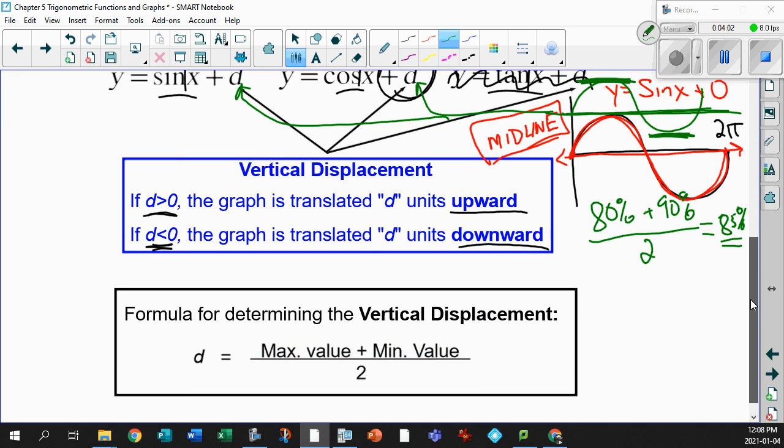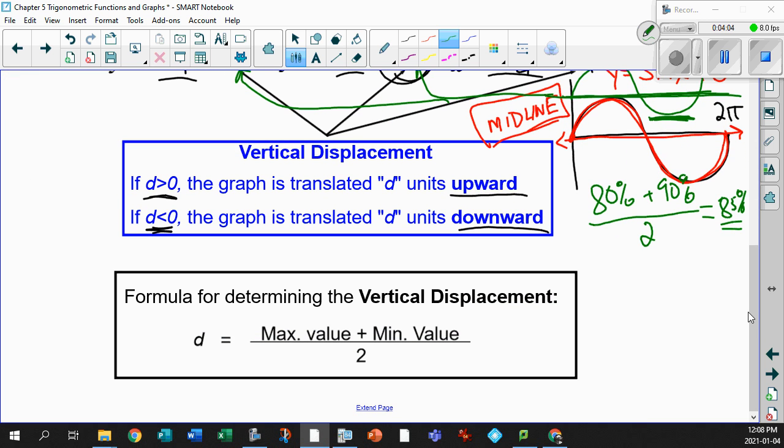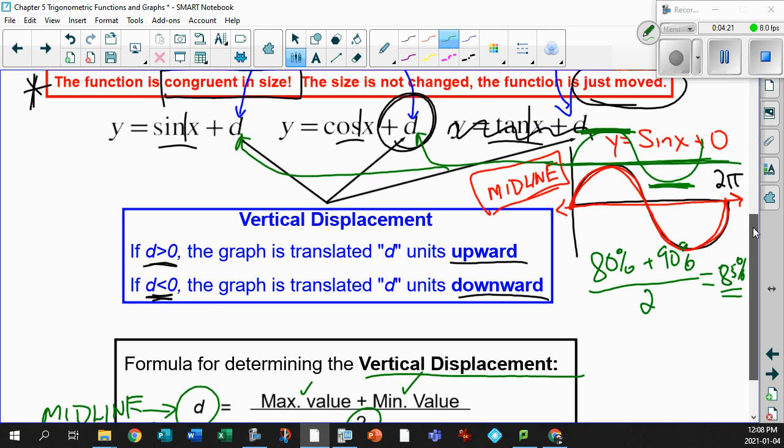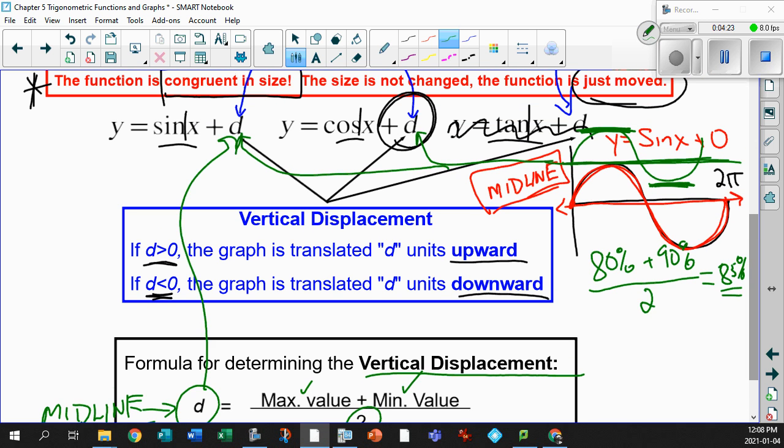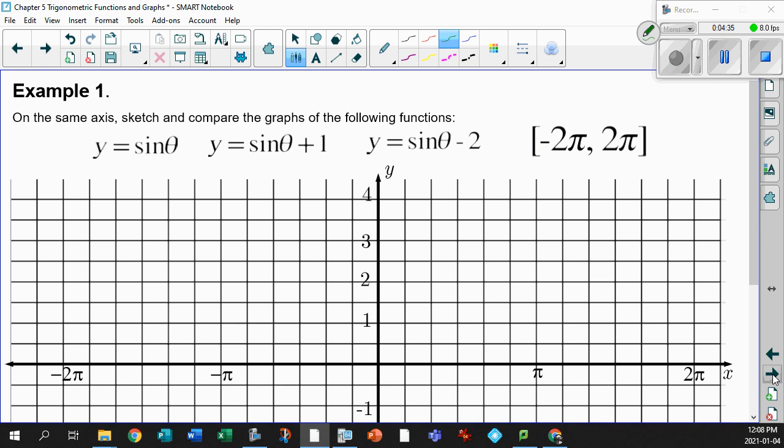Okay, so I've got it written out for you here. You can see it. There it is. The formula for determining the vertical displacement, the d value, is you take your max, add it to your min, divided by 2, and that is your midline. There's your midline right there. And that's the d that you'll actually pop into this wonderful little formula right there, or right there, or right there when we get to the tangent part of it. Okay, with me? Great, so I'll shut up. Let's go on to the actual question.